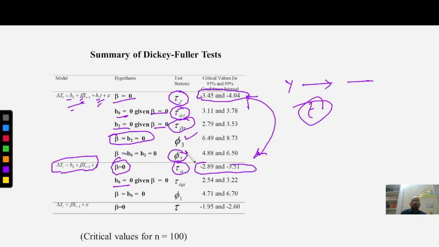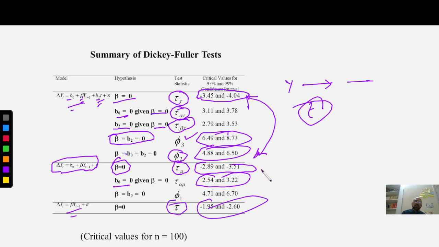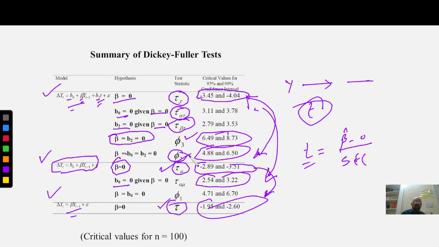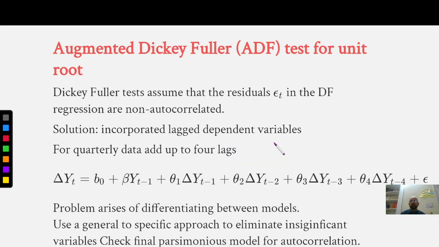It's just like the F test, but your critical values are different. Same is the case here, critical values are different. And if there is no drift term, we have tau here. What's the difference? Critical values are different from this one and from this one. So the main difference is which form of model you are using, this one or this one. In the calculation of the t statistic, we use beta hat minus 0 divided by its standard error, but we call it tau in this case, tau mu in this case, tau tau in this case, as critical values are different.